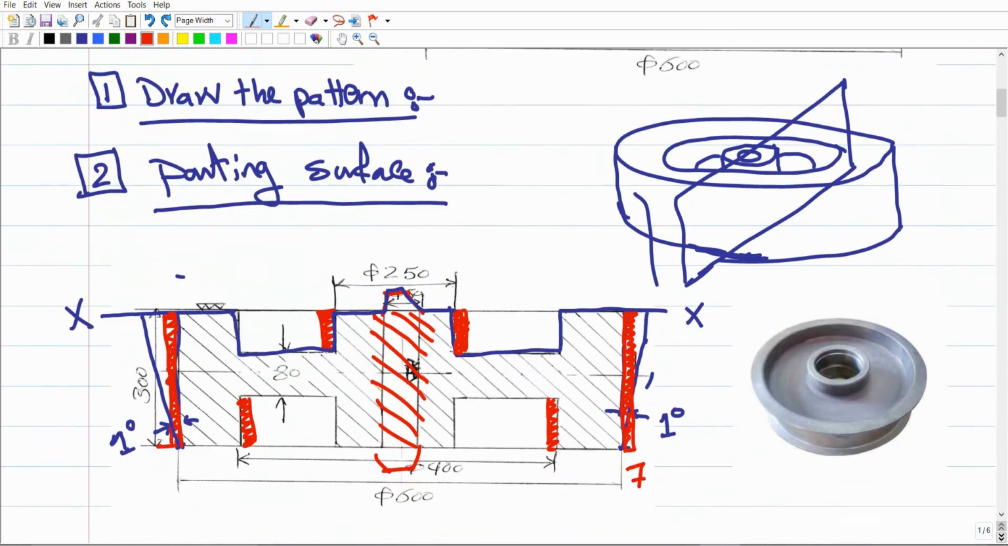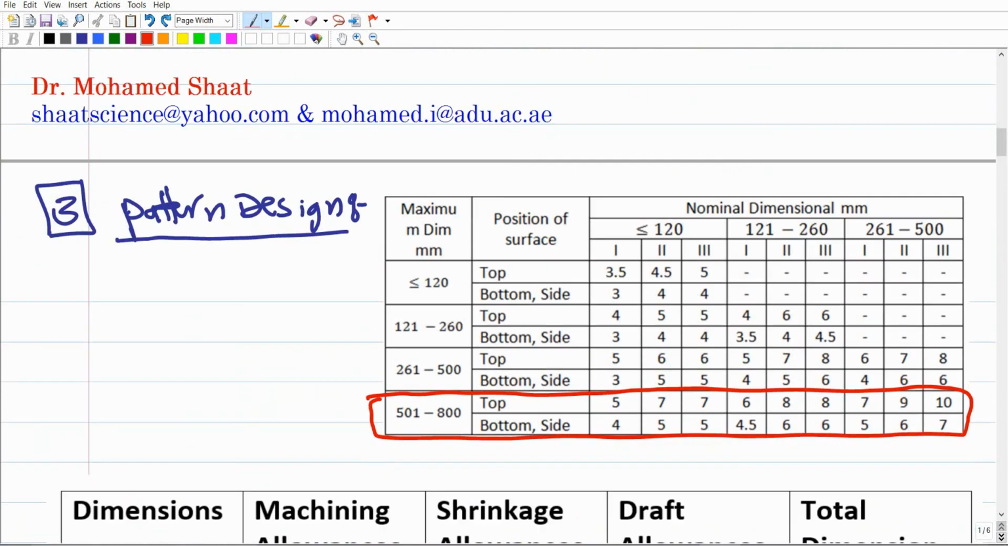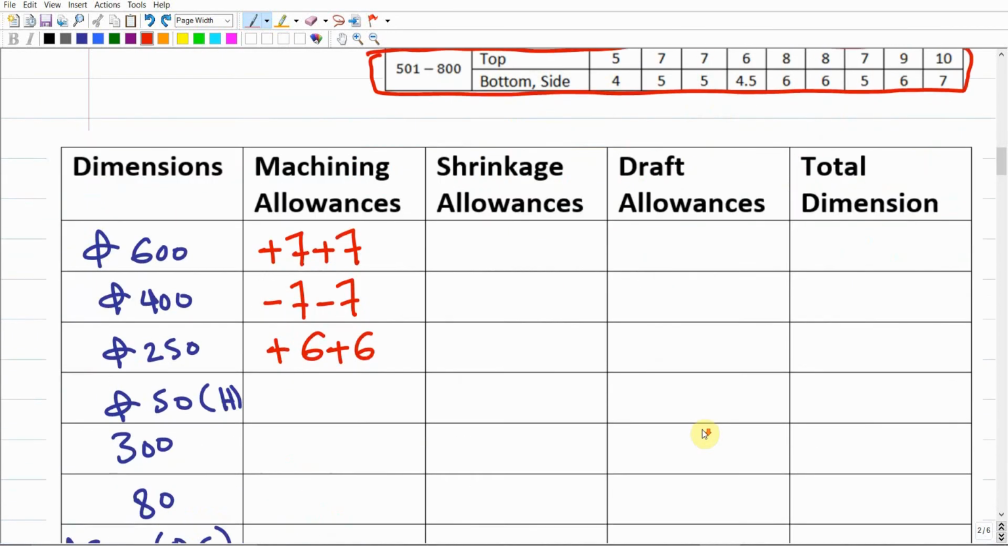So we're gonna increase the 50 millimeter with two machining allowances that we got here by 5 millimeter for these side surfaces for the 50. So we're gonna have here -5 for this hole, -5 for this hole from the other side. Make sense? How about the 300?